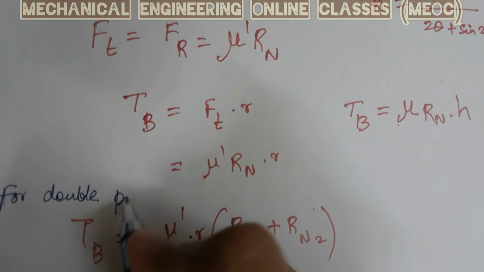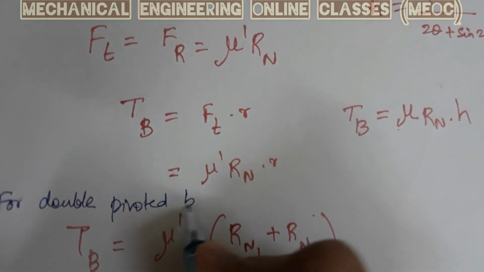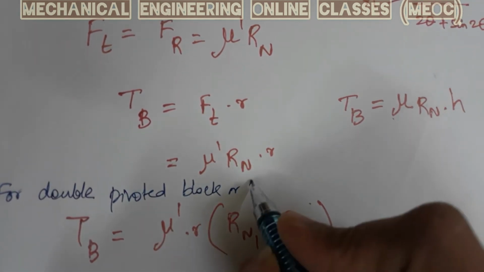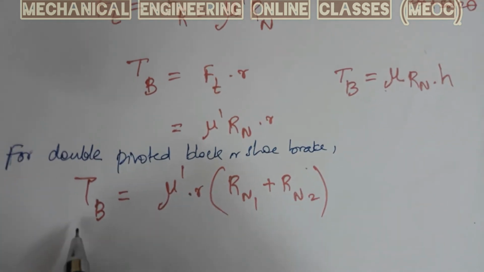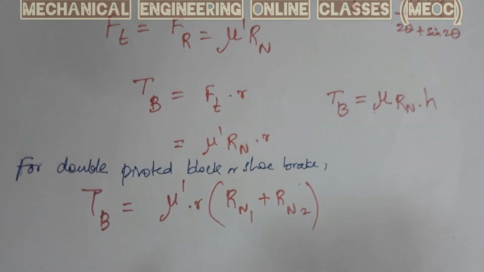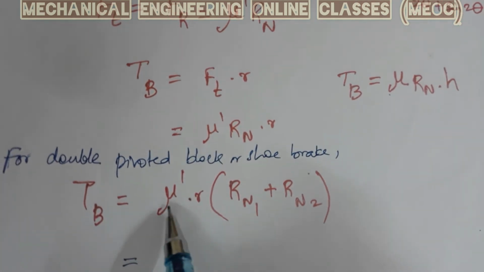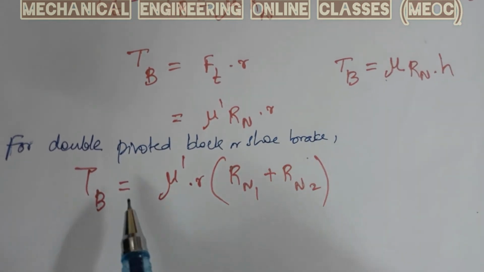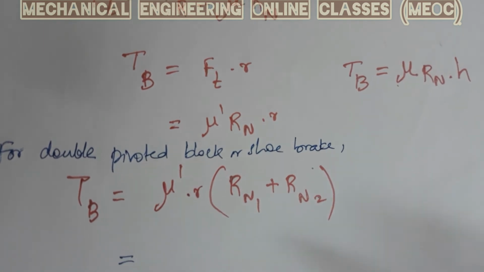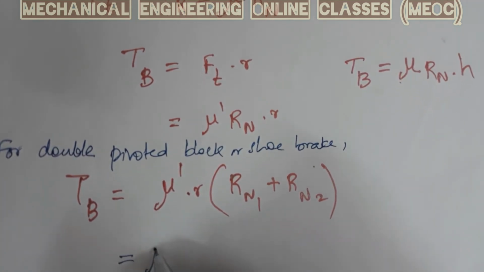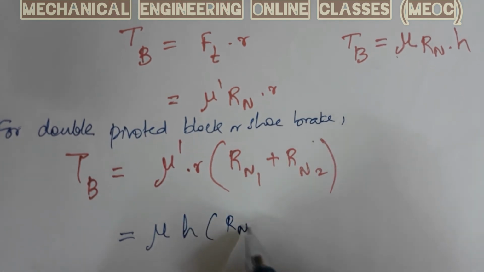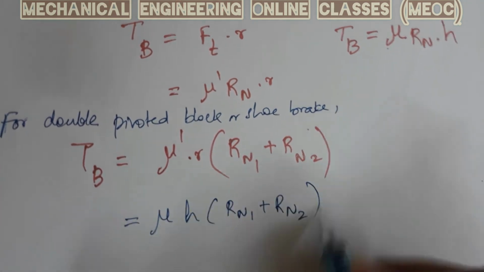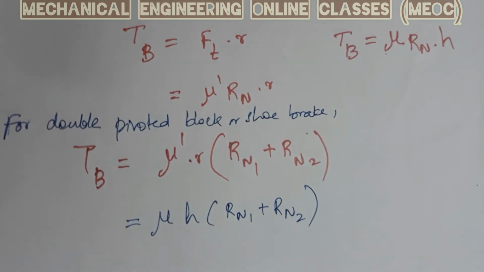And similarly, for a double pivoted block or shoe brake, the braking torque in terms of h will be as follows. In terms of r, it can be written like this, using mu dash, the equivalent coefficient of friction. We can write this in terms of h as mu into h into Rn1 plus Rn2. Both will give us the same result.